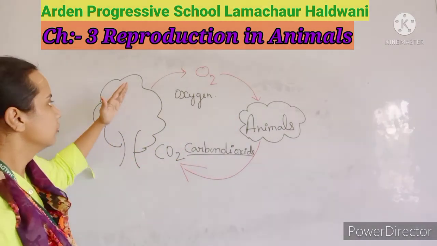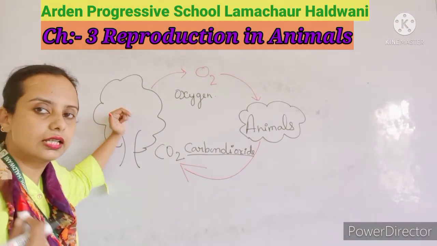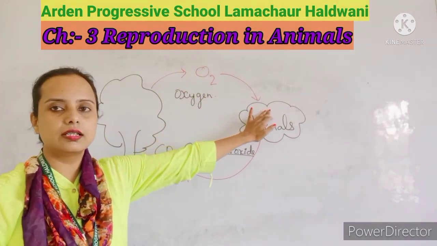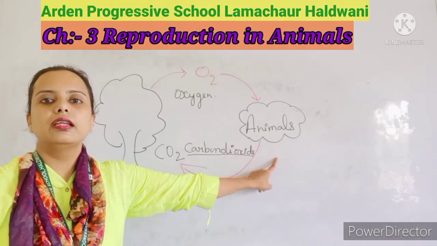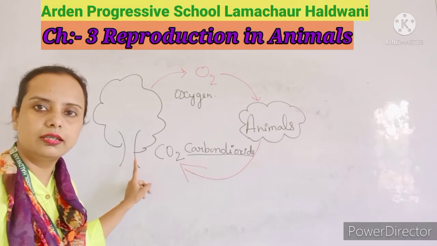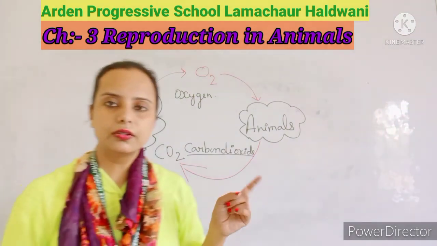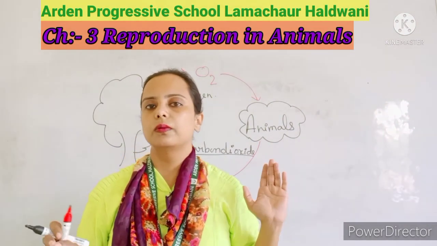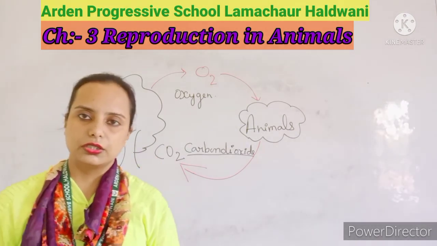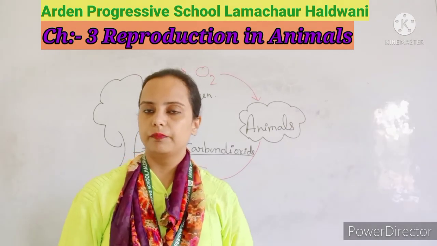When the plants carry out photosynthesis, what do they give out? Oxygen. That oxygen is used by us and the animals. And when we exhale, we give out carbon dioxide, which is used by the plants. So this is how the cycle is continuously moving. In this way, the plants and the animals are dependent on each other.